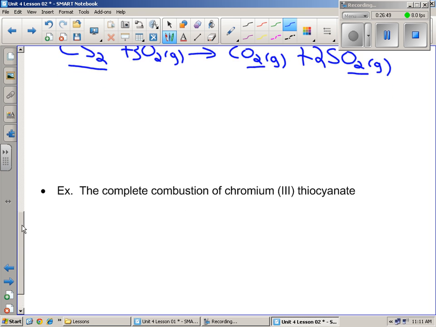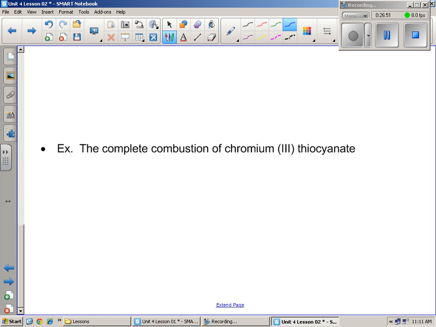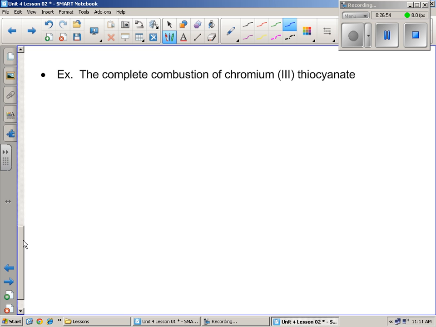Yeah? All right, let's give myself some room here. I always run out of room here, so I'm going to have to do this in complete combustion of chromium 3 thiocyanate. Chromium 3 thiocyanate looks like that. Chromium is a 3+. Thiocyanate, you're going to have to look it up. It's a 1-. SCN is a 1-, swap and drop. This is an ionic compound. So, can you tell me the state for this? Absolutely, that's a solid.